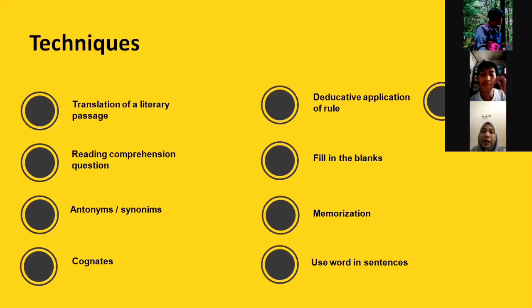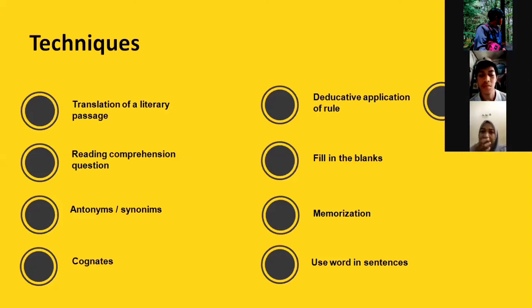And the seventh is memorization, a way of memorizing vocabulary lists, grammatical rules, and grammatical paradigms. The next is use words in sentences. The students create sentences to illustrate that they know the meaning and use the new words in these sentences. The last one is composition. In this composition, the students have to write about a topic using the target language.